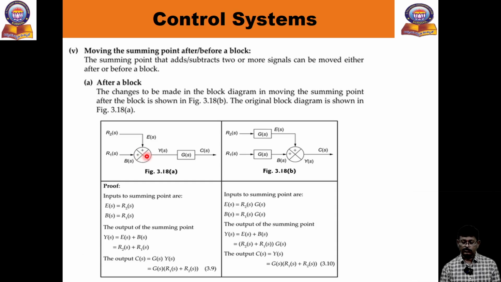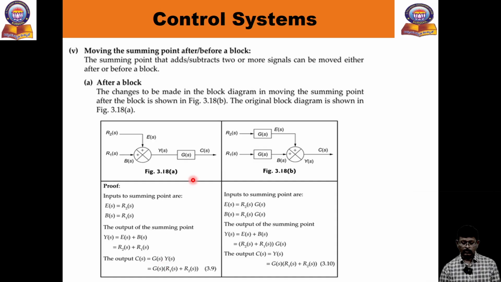Now I want to shift the summing point after this G of s. So before that, what is the value? C of s equal to Y of s into G of s. What is Y of s equal to? R2 of s, then R1 of s. So adding R1 of s plus R2 of s is the Y of s. So observe here, R2 of s plus R1 of s is the Y of s.